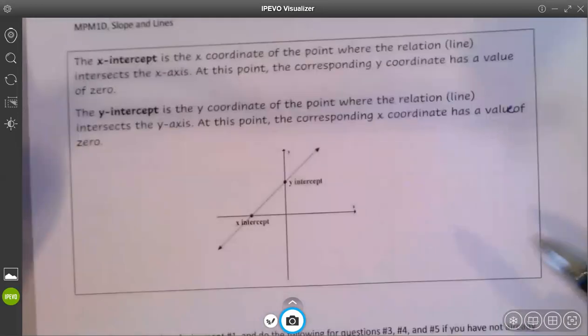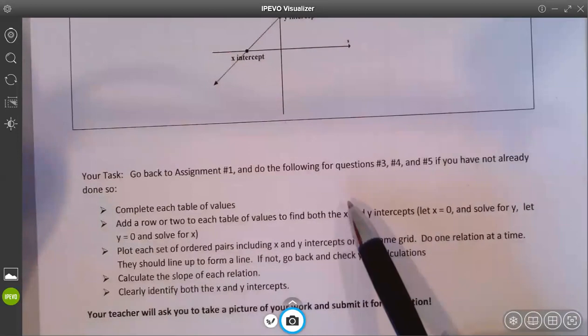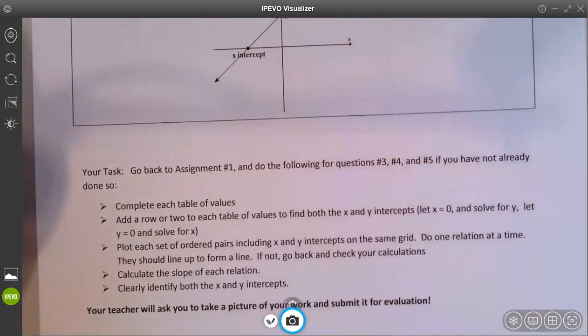To practice these concepts, you're going to go back to assignment number 1 and follow the instructions listed below.